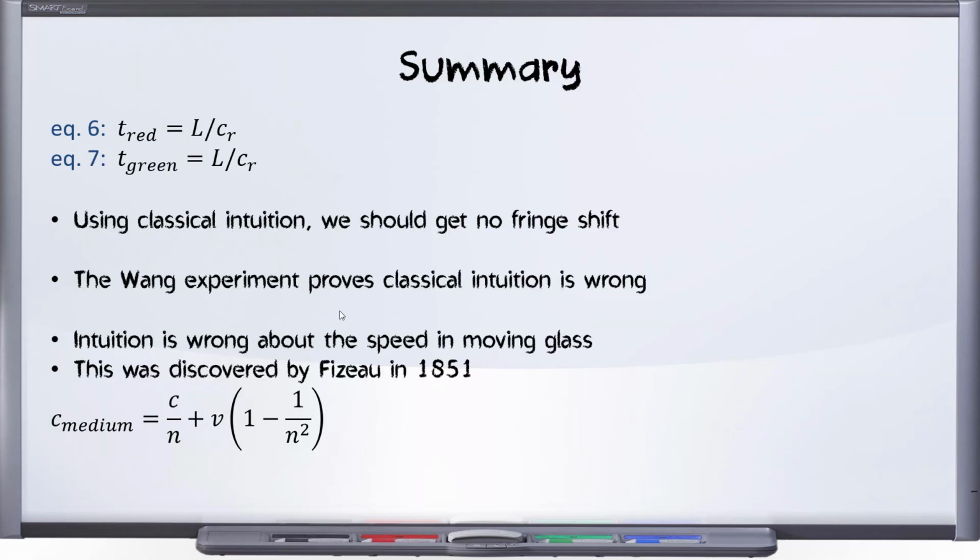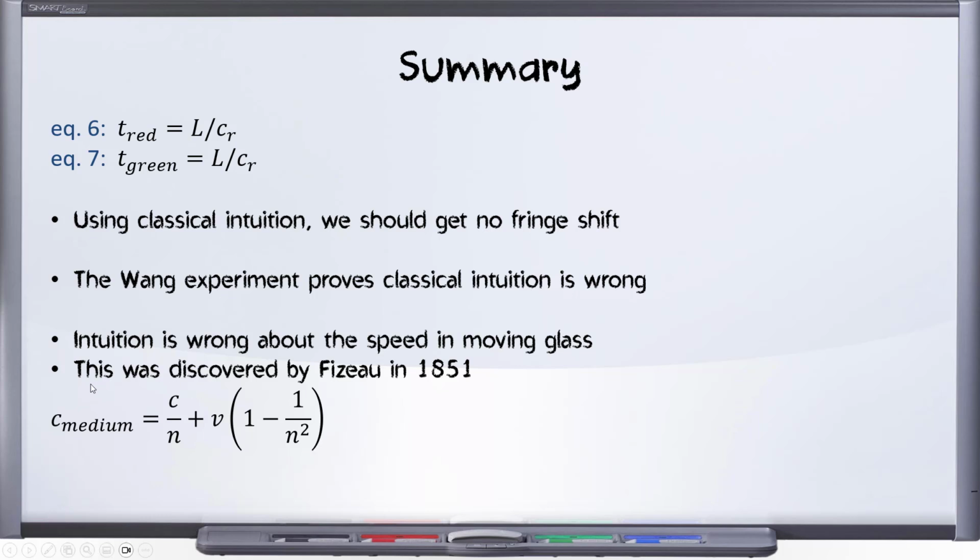They're identical. And so what does that tell us? That there should be no fringe shift. So using classical intuition, this experiment should not generate any fringe shift. However, we saw experimentally that it does create a fringe shift. This is a proof by contradiction, right? The Wang experiment literally proves that our classical intuition method was incorrect. Our intuition about the speed of light in moving glass was wrong.